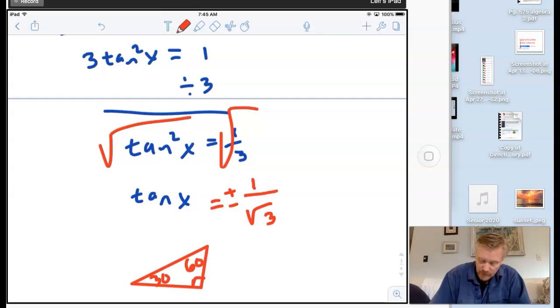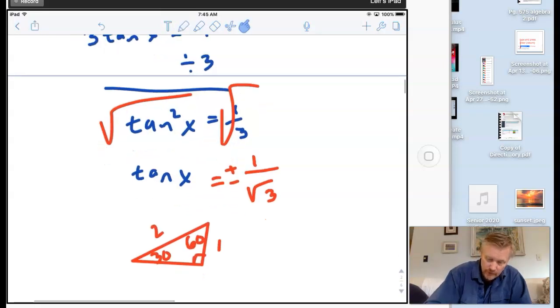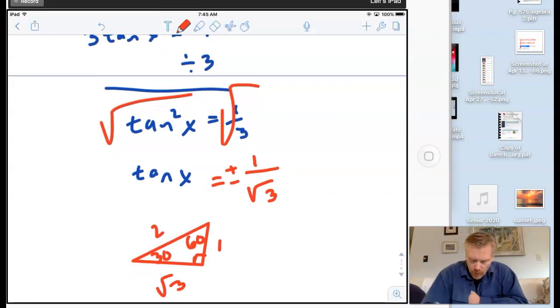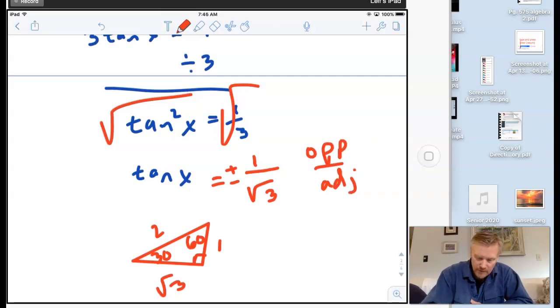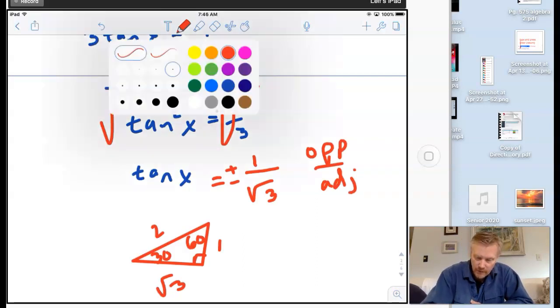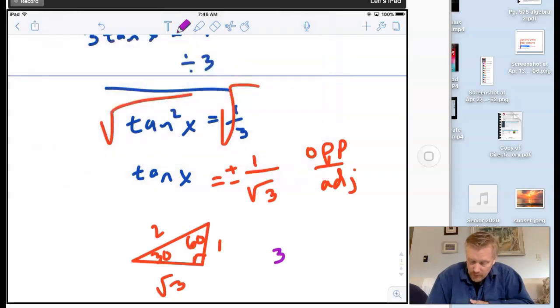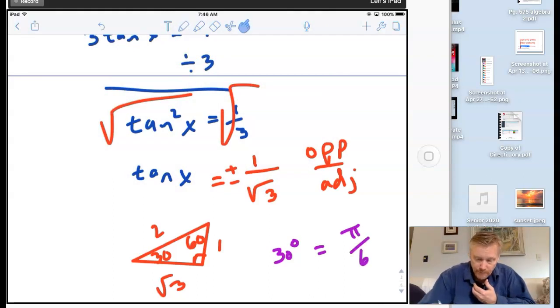So this is 1, 2, and the square root of 3 is over here. Which angle gives me 1 over the square root of 3? And remember, tangent is opposite over adjacent. So which angle is opposite the 1? That would be my 30 degrees. So 30 degrees is my reference angle, which is pi over 6 in radians.